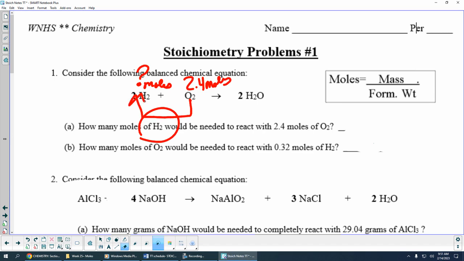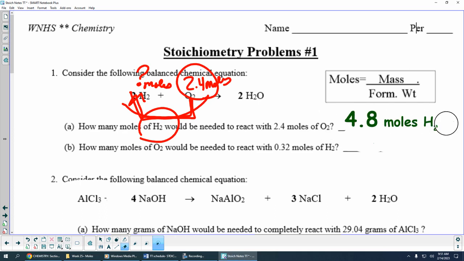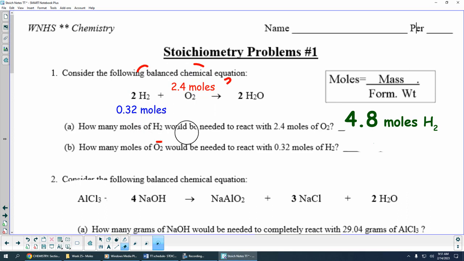Am I getting bigger or smaller? So if it's a 1 to 2 ratio, what am I going to do with that number? If it's 1 to 2, I'm going to multiply by 2. We're doubling it. I need twice as much over here. Okay, so it's 4.8 moles of H2. Nice. Because for every one of these, I need 2 of those. Awesome. Okay, let's try the next question.